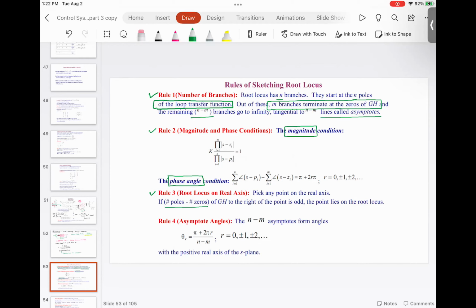But in this class, and even in industry nowadays, very rarely would people draw root locus by hand. What they would do is use MATLAB and plot the root locus.